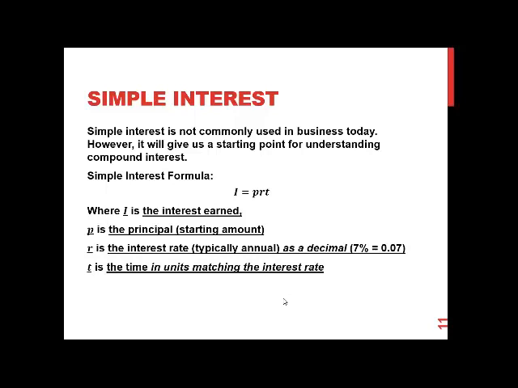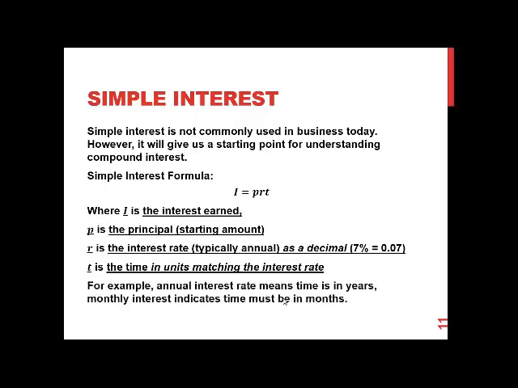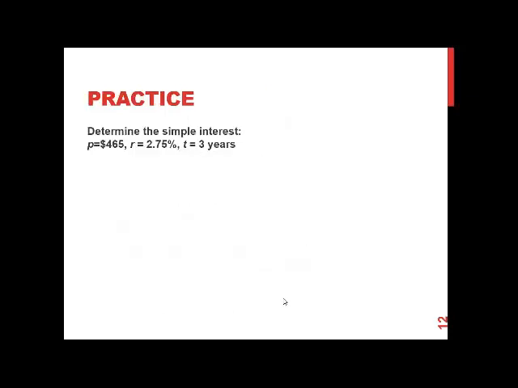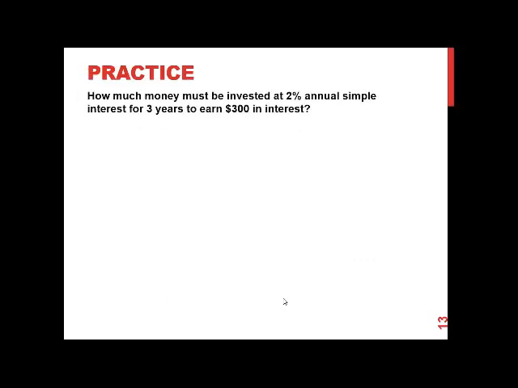T is the time in units matching the interest rate. So if for some reason the interest rate was not annual, you would need to use time to match it. But if it is annual, then time needs to be in years. So let's practice. Determine the simple interest.